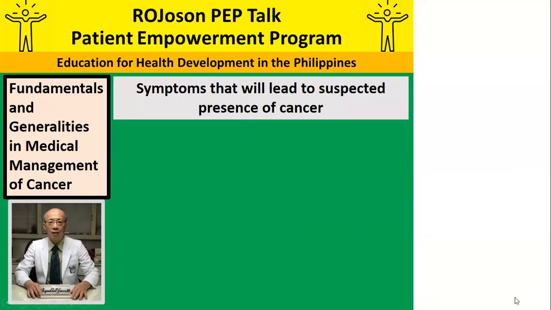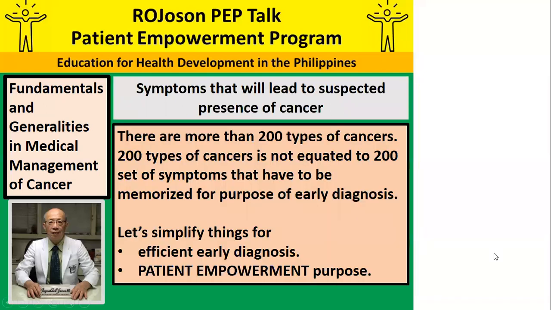Let's go to the second topic, which is symptoms that will lead to suspected presence of cancer. There are more than 200 types of cancers. The 200 types of cancer is not equated to 200 sets of symptoms that have to be memorized for purpose of early diagnosis. So let's try to simplify things for efficient early diagnosis as well as for patient empowerment purpose.